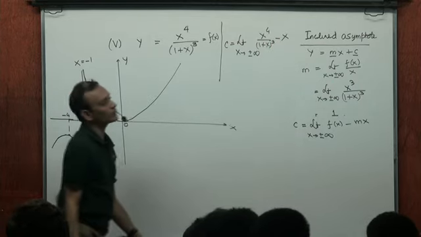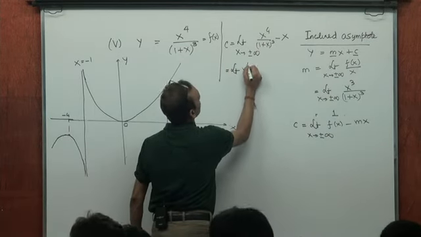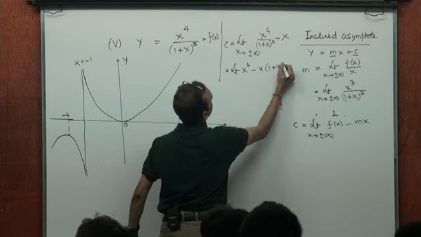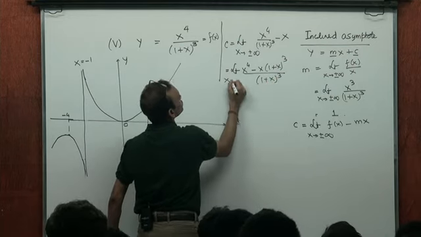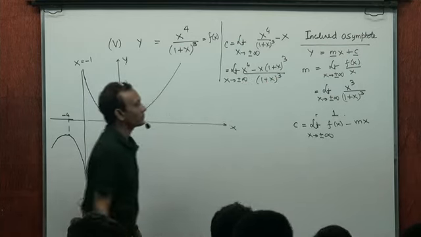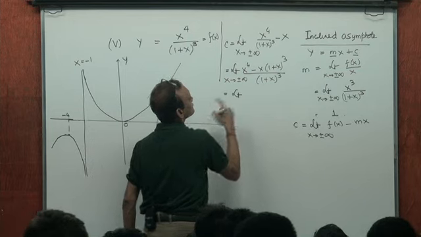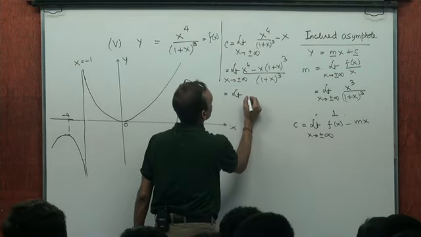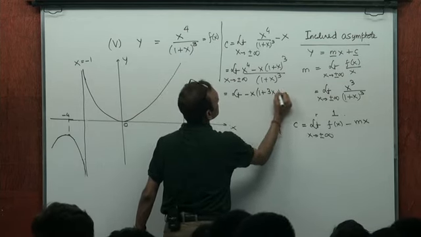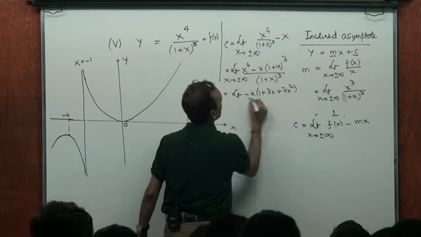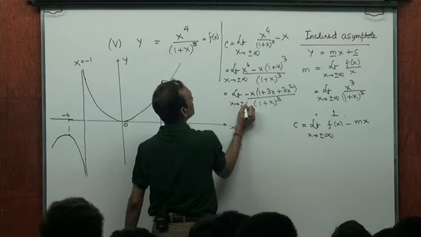M is 1 here, isn't it? What is this limit? x⁴ minus x into (1 plus x) whole cubed, divided by (1 plus x) whole cubed, as x tends to plus or minus infinity. The x⁴ will get cancelled, so you will have minus x into (1 plus 3x plus 3x²) divided by (1 plus x) whole cubed, as x tends to plus or minus infinity, right?